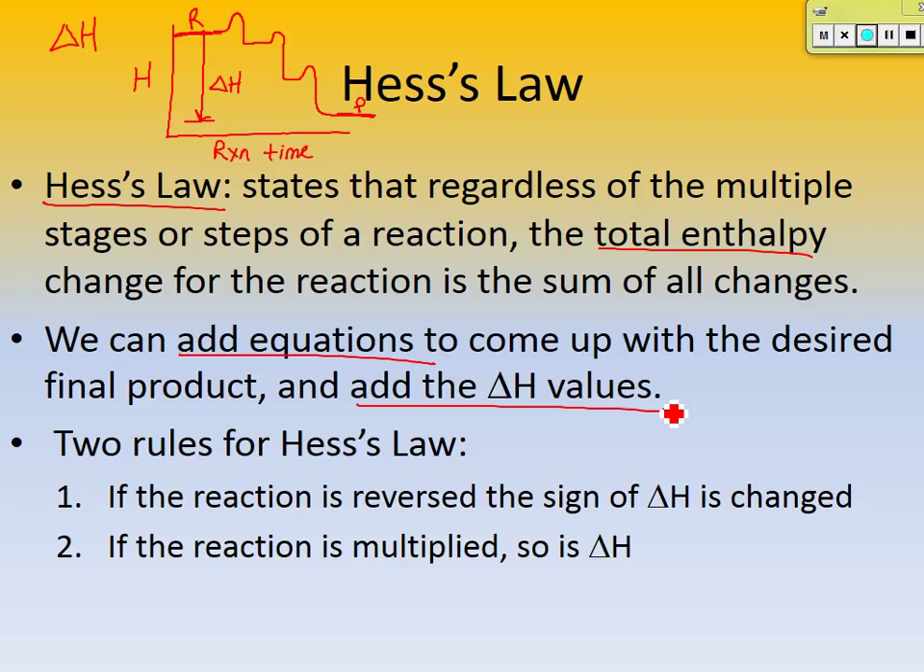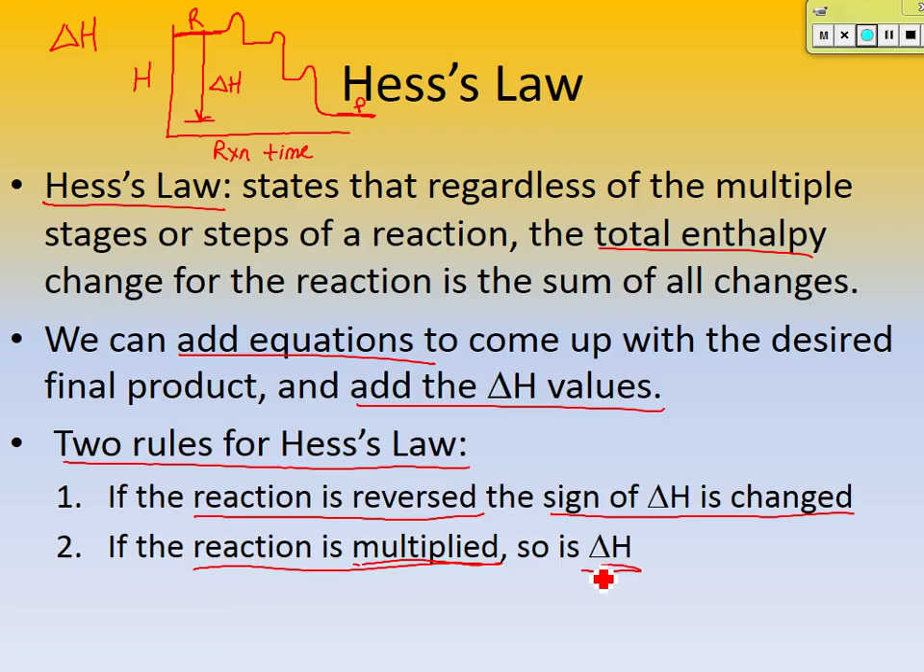So Hess's law, I like to think of it as a game. The game has 2 rules. 2 rules for Hess's law. Number 1, if the reaction is reversed, the sign of delta H is also reversed or changed. That's rule number 1. Rule number 2, if the reaction is multiplied by some number, you're going to multiply delta H by that same number. So if you multiply the reaction, you also multiply the delta H value for that reaction. Okay, so 2 rules.